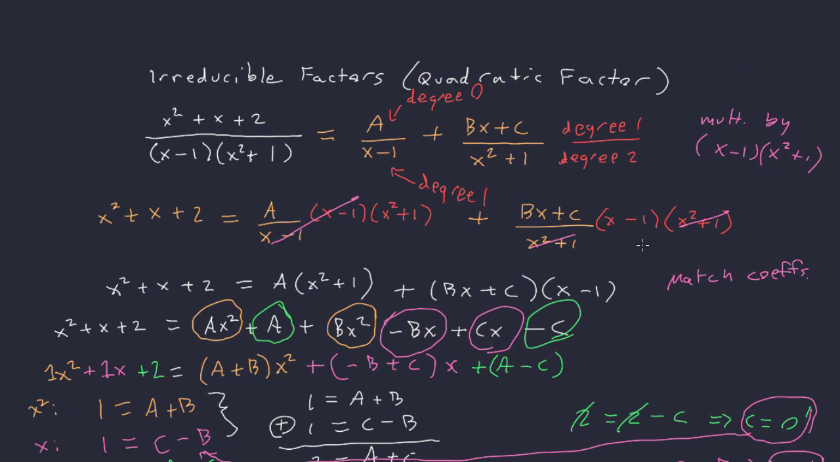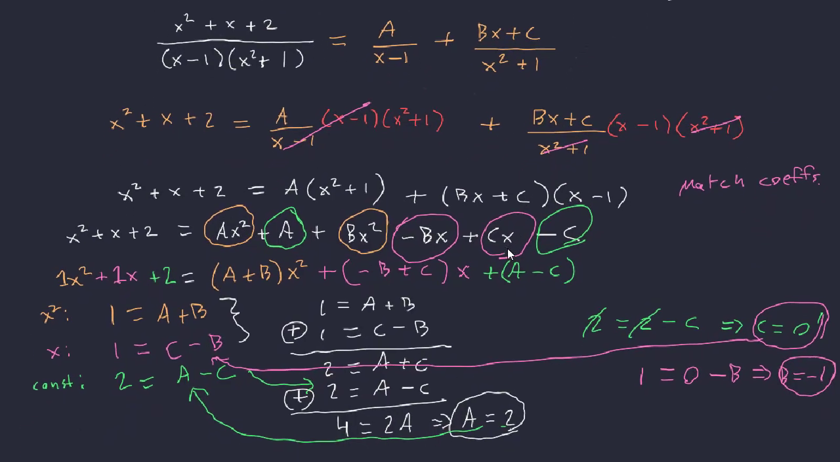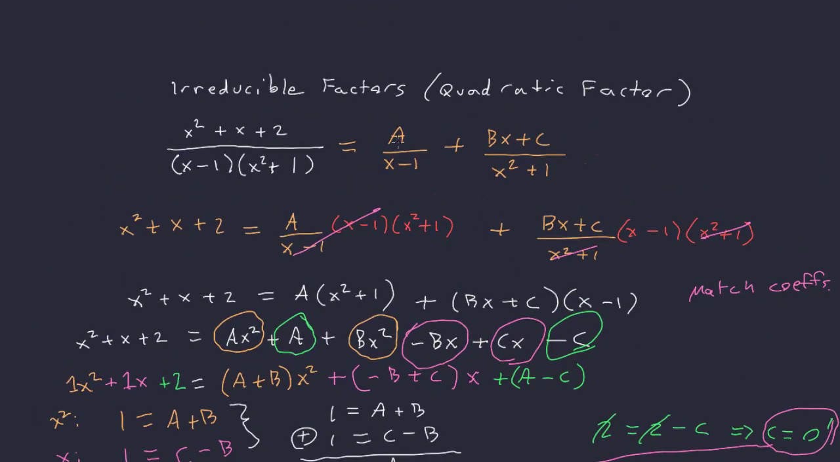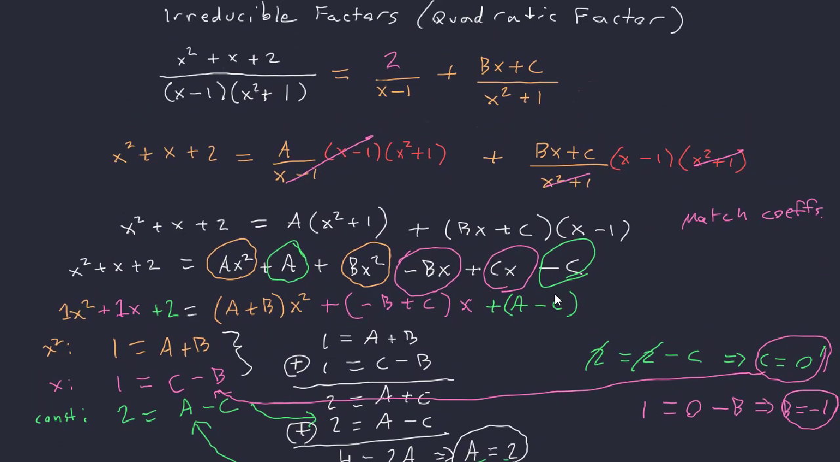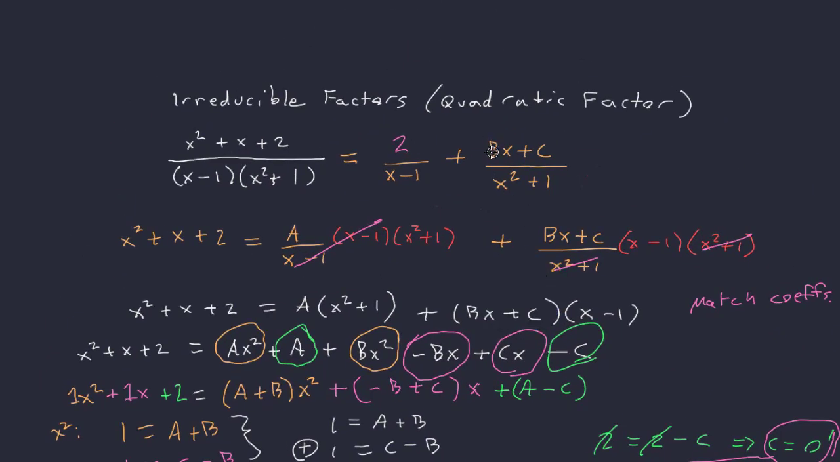Okay, so if we go up here, we can now plug in our values. So I'm going to take a second and clean this up and be back in just a minute. All right, so we found that a was 2, so let's put in 2 for our a. We found that b was negative 1, so let's put that in here. Okay, and then we found that c was 0, so I'm actually just going to write plus 0 there. Okay, so this actually simplifies out to 2 over x minus 1 minus x over x squared plus 1.